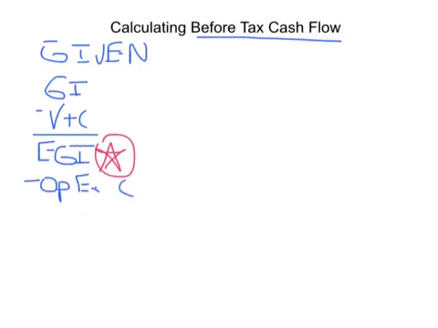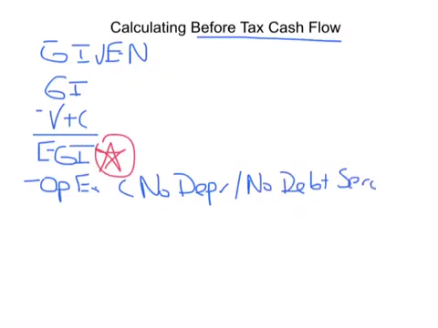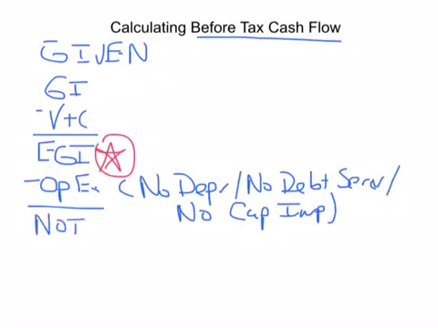And from there, there's no depreciation, no debt service, and no capital improvements. So those are not allowable operating expenses. So when we subtract out operating expenses, we get net operating income.